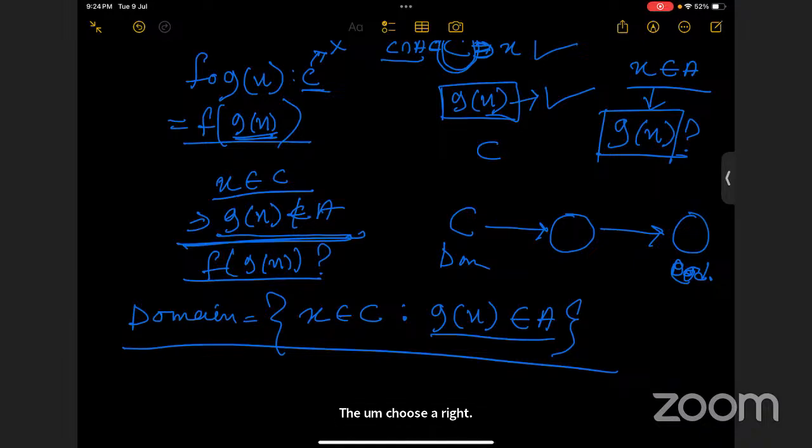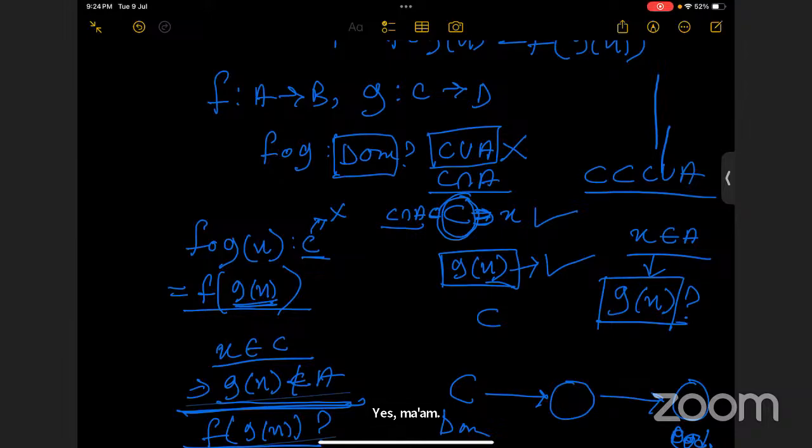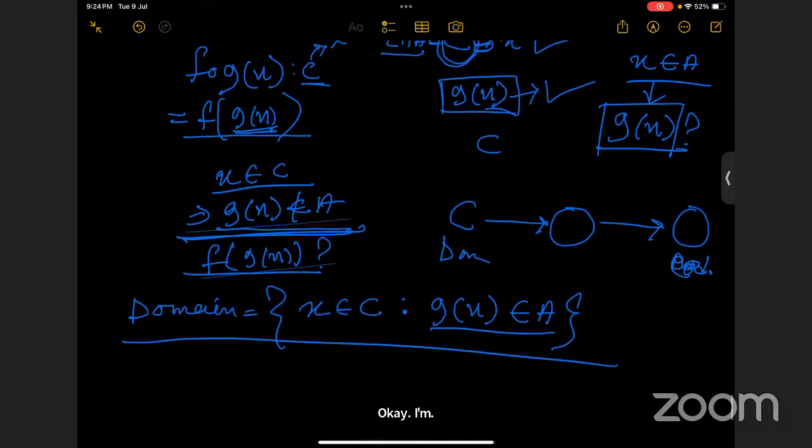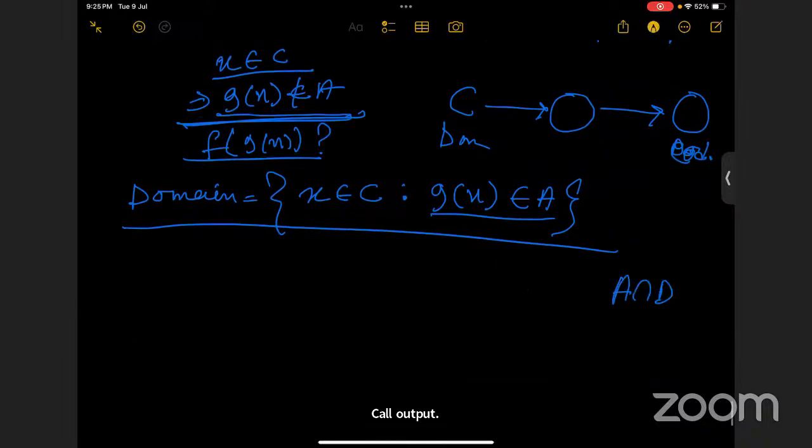Ma'am, why do I need this condition? Ma'am, if there is no intersection between A and D, then the function is defined, no problem. Ma'am, because when we put any value from C, then the output comes to D, and when there is no intersection between A and D, then all output from D, we can't get any input for the f of x.